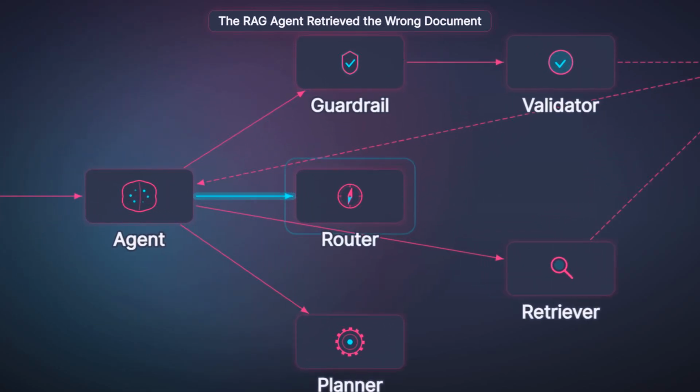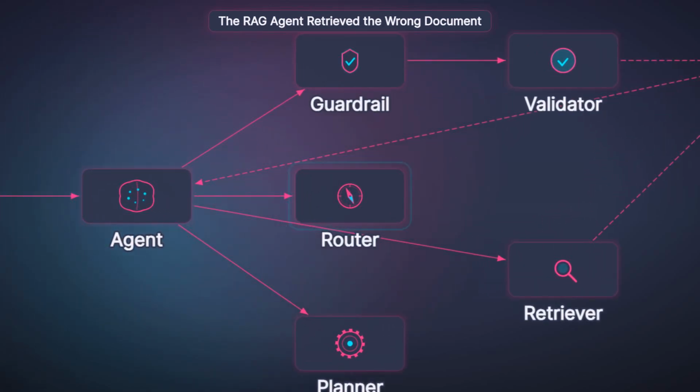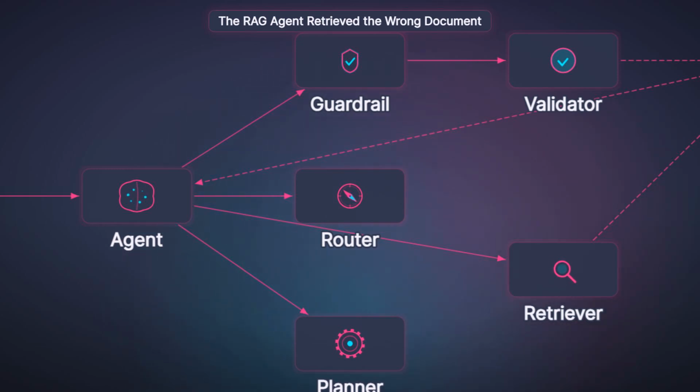The router selects a tool to generate the answer. It picks the large language model, feeding it the retrieved context without questioning its relevance. There's no pause to evaluate whether the fetched information actually addresses the user's query. The router simply passes it along as is, assuming the retrieval is accurate.